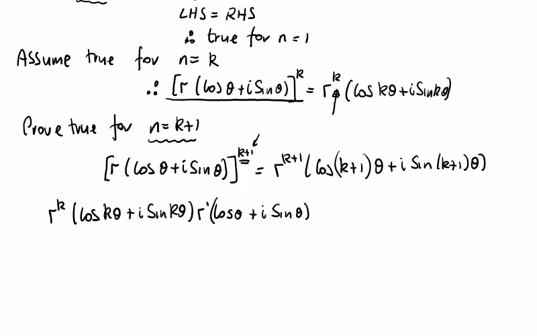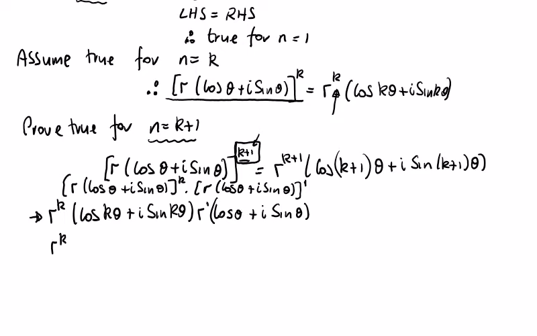If you want to just see where this is coming from, it's r(cos theta + i sin theta), all of that to the power of k, times r(cos theta + i sin theta), all to the power of 1. I should probably have written that first when we separated the powers, and then we get to this line here. So now we just need to multiply them.